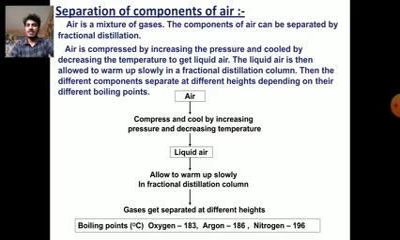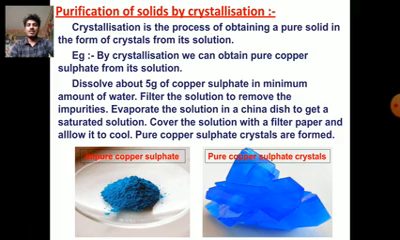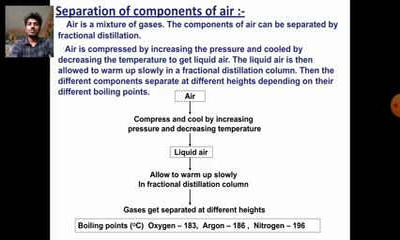This is the flow chart. The air is compressed and cooled by increasing the pressure and decreasing the temperature. The air is converted into liquid air. Then it is allowed to warm up slowly in the fractional distillation column, and the gases get separated at different heights. The boiling points are: oxygen 183 degrees centigrade, argon 186 degrees centigrade, and nitrogen 196 degrees centigrade.